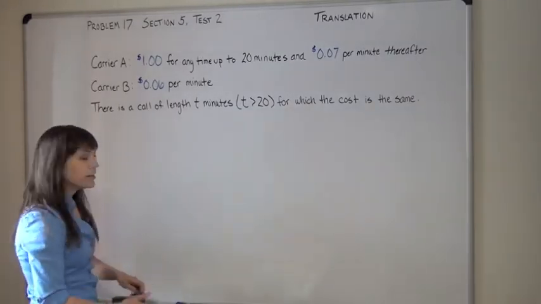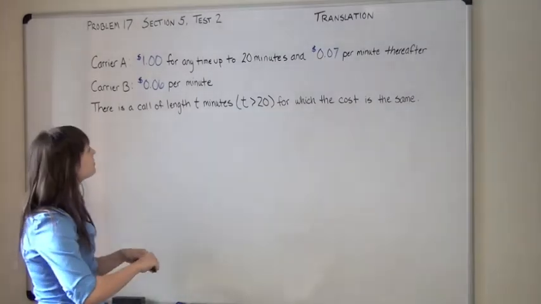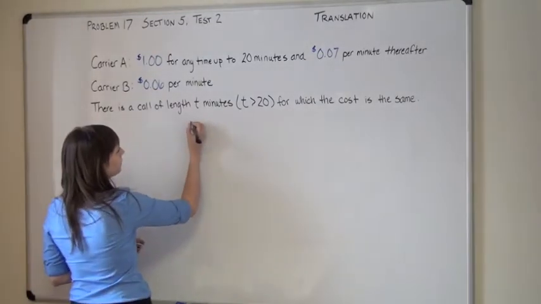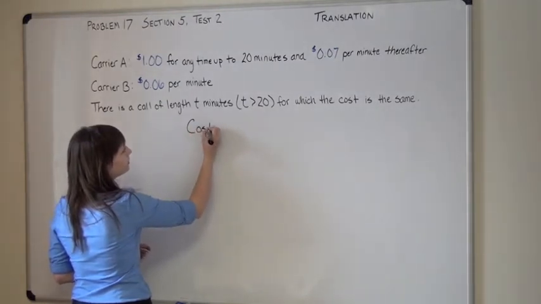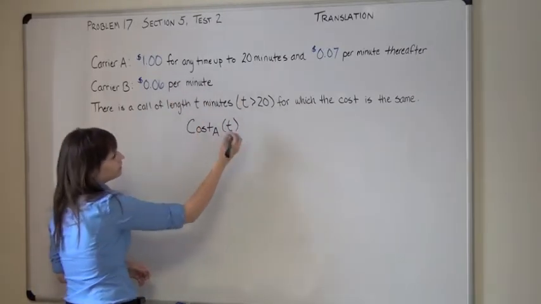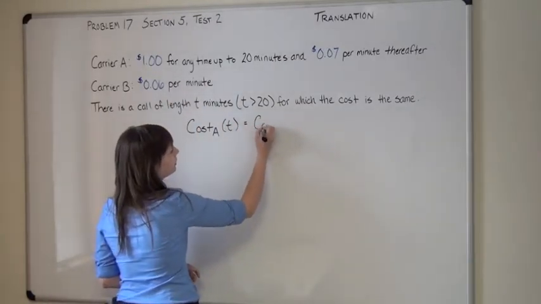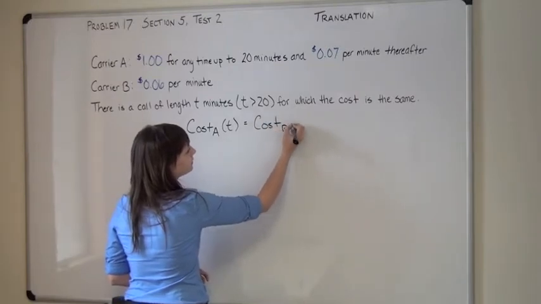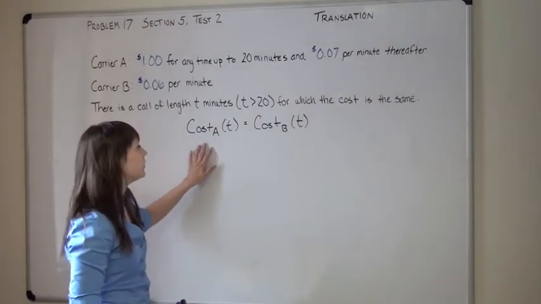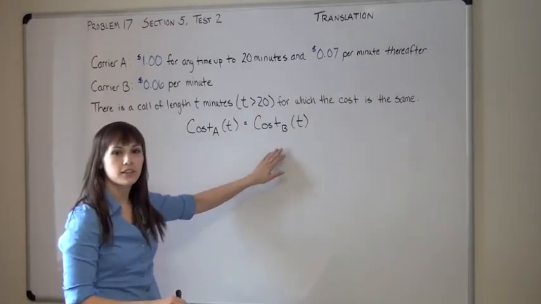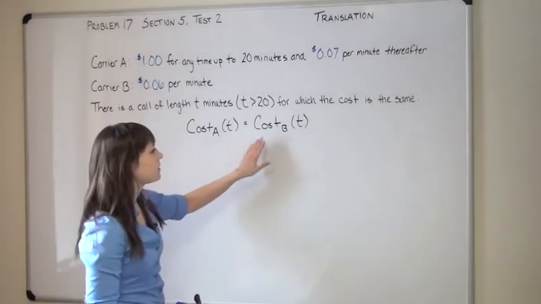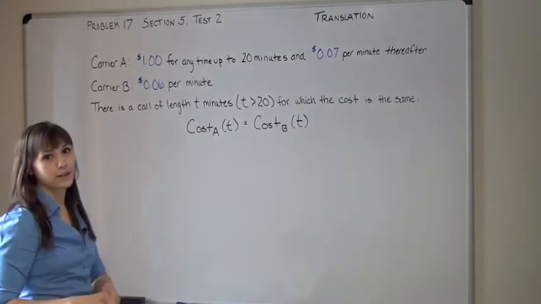So, we're trying to find a time at which the cost of a phone call on carrier A and carrier B is the same. So, we're trying to find the cost of A, which is a function of time, and we want to find a time where it's equal to the cost of B, which is also a function of time. What I mean by that is just that the cost of a call on carrier A is dependent on the time, just like the cost of a call on carrier B. So, if we want to find a time at which each of these cost functions is equal, we're going to have to find these cost functions.